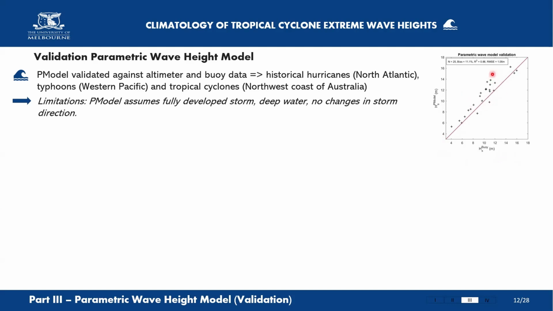We can see a positive bias in the data calculated by the model, and it was expected because the parametric model has limitations. This model assumes fully developed storm in deep water with no changes in storm direction. To address this overestimation, we applied a reduction factor, setting the calibration term in the JONSWAP relationship to 0.89.